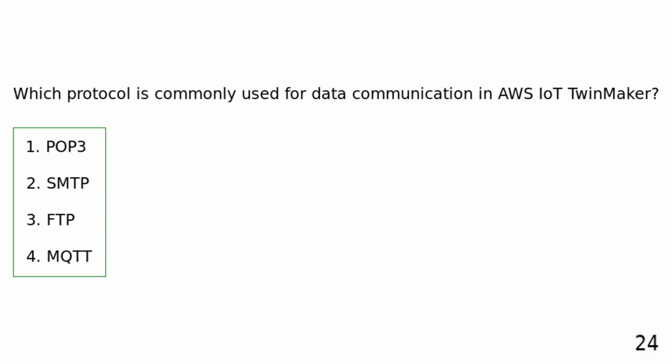Which protocol is commonly used for data communication in AWS IoT TwinMaker? POP3. SMTP. FTP. MQTT.